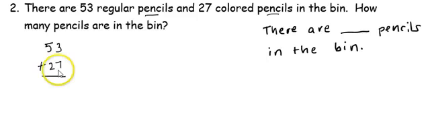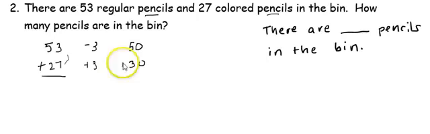27 is close to 30, so I want to put 3 on 27 to make it 30, which means I'm going to subtract that 3 from the 53. It becomes 50. The 3 that I subtracted, I'll add on to the 27, and that makes 30. So instead of solving the problem of 53 plus 27, I can easily solve 50 plus 30, and I know that there are 80 pencils in the bin.